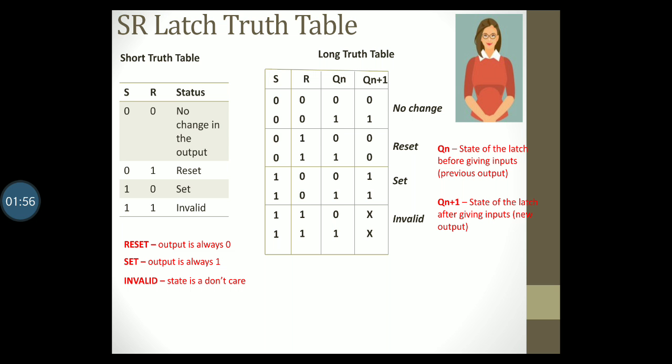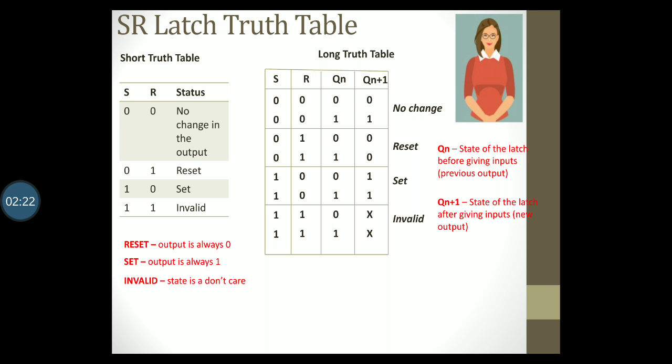And finally, the last row reads that if S is equal to R is equal to 1, then the status of the latch is invalid. And by now you know that an invalid state will always be represented as a don't care. Also, based on this short truth table, we wrote and derived the long truth table.